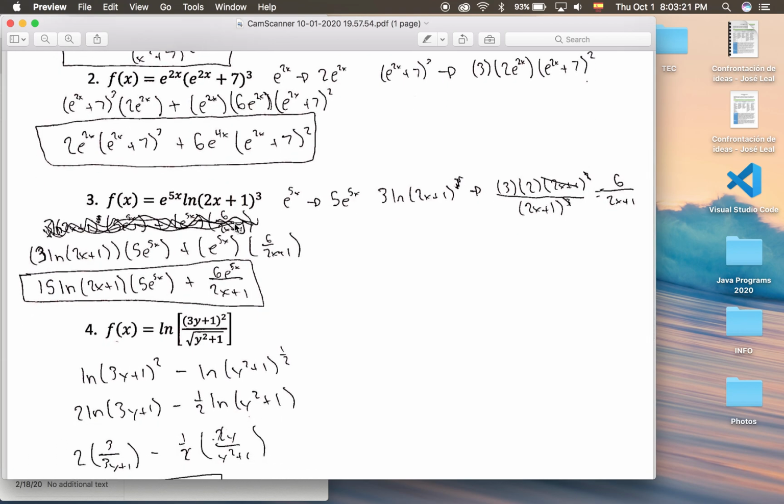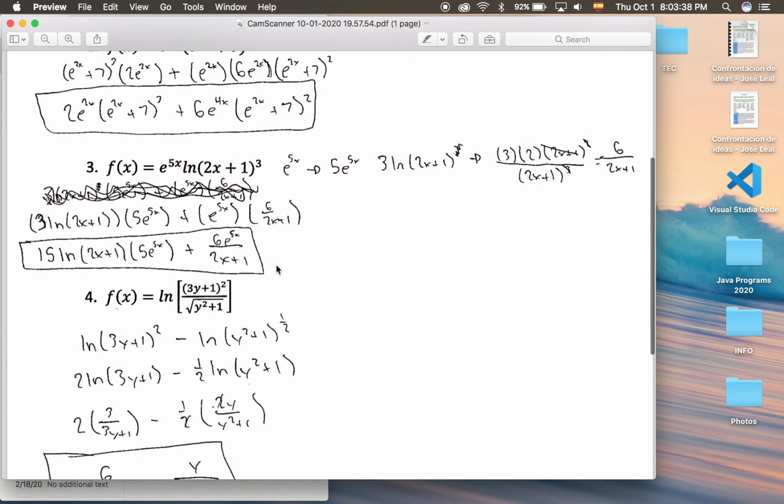And problem number 3 is another product rule, but it's more complicated since it has a logarithm and you also have to use the chain rule. And it's like this. First step, you do the logarithmic and the chain rule sort of together.